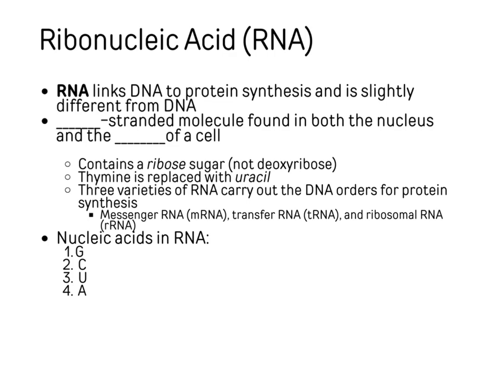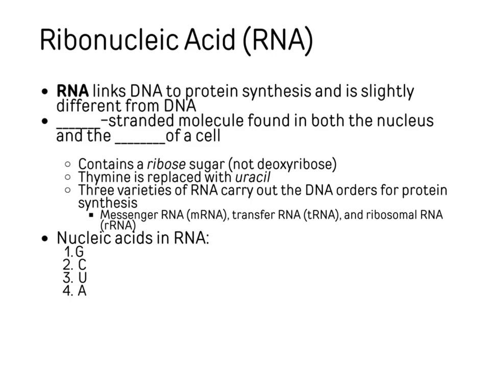Whereas RNA is single-stranded, DNA is double-stranded. RNA is a single-stranded molecule that's found in both the nucleus and in the cytoplasm of a cell. DNA is only found in the nucleus of a cell. So we need RNA as a go-between molecule that can take the genetic instructions from DNA to other areas of the cell. RNA contains ribose sugar, not deoxyribose like DNA. Instead of using thymine, it has uracil as a base.